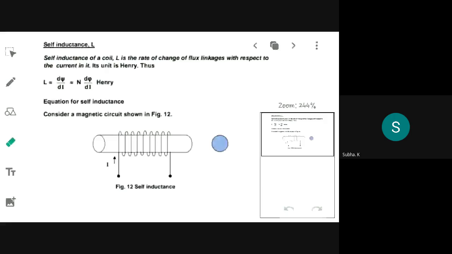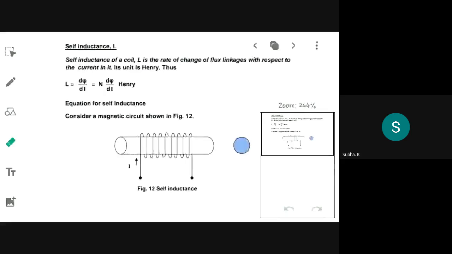Okay. Next we'll move on to self-inductance. How to derive an equation for self-inductance, you have to discuss. For that, they have given one definition. How can you define the self-inductance? There's a definition given in the slide now. Rate of change of flux linkages with respect to the current. Self-inductance is equal to d psi by di.